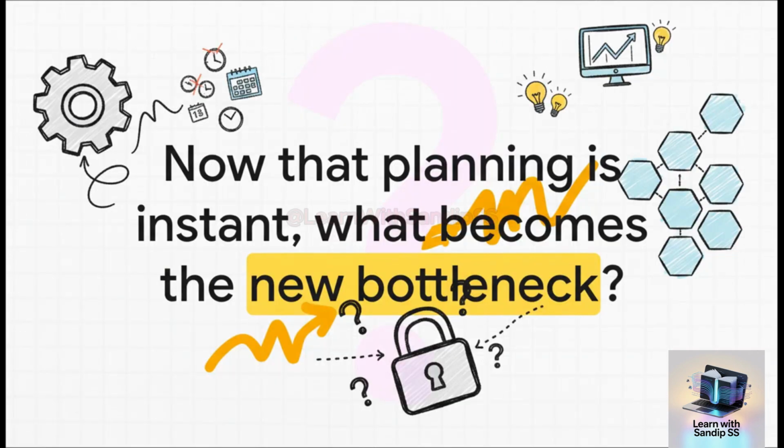So it kind of leaves you with a fascinating question, right? Now that the system planning is basically instant, what's the next holdup? What's the new bottleneck? Well, it shifts the focus back to us, to the speed and quality of our own decisions. And that's a pretty interesting thought to chew on as we all move forward in this crazy world of supply chain planning.